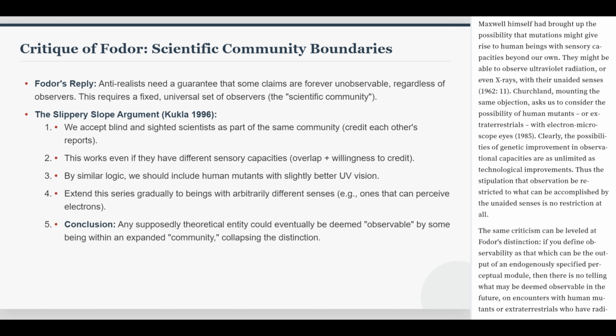Why shouldn't we extend this logic? If we accept mutants who can see slightly further into the ultraviolet as part of our community, why stop there? We could imagine a continuum of beings with gradually varying senses. By rational extension, we'd eventually have to include beings with arbitrarily different senses, perhaps ones that can perceive electrons directly. If we do, then any theoretical entity could in principle be deemed observable by some member of an expanded scientific community. This collapses the very distinction between observable and unobservable that anti-realism relies on.